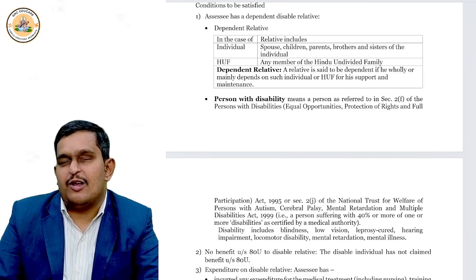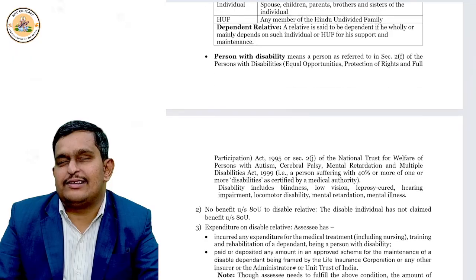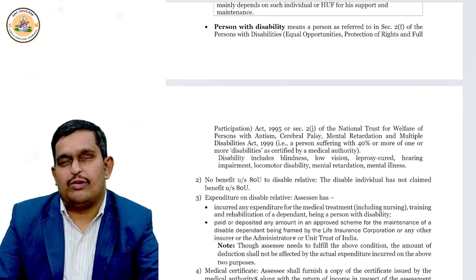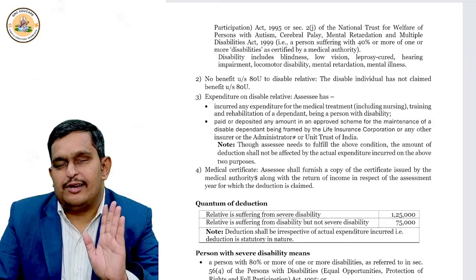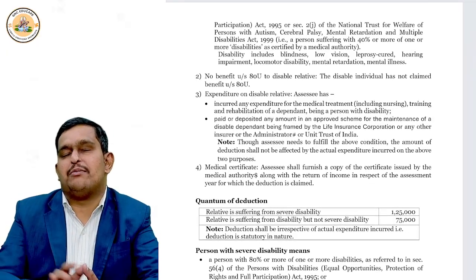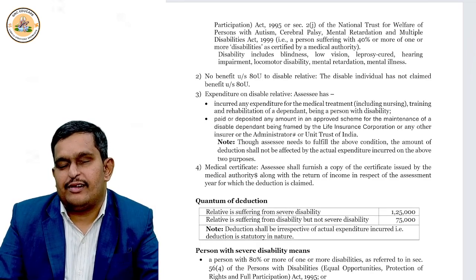But the law says the deduction is nowhere connected with how much expenditure is incurred. So you are incurring expenditure for a disabled dependent relative. It's okay. But the deduction is irrespective of the amount of expenditure you incur. You have to remember this.